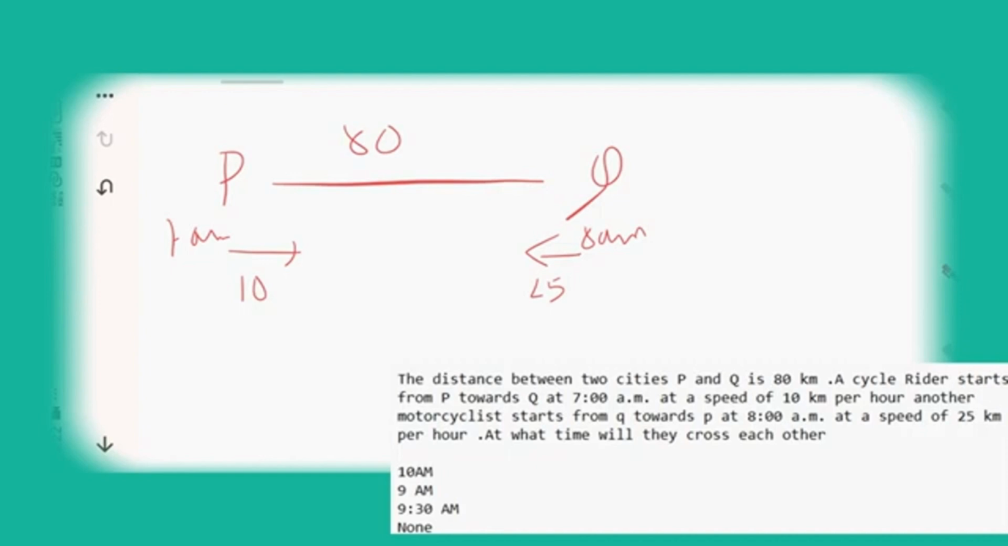That means, let's assume the cyclist's speed is static or zero, then the motorcyclist needs only 70 kilometers to cross this cyclist.